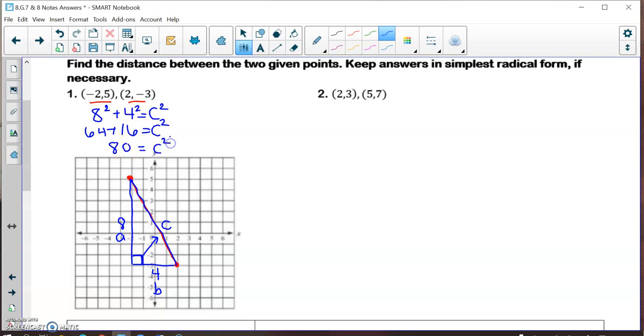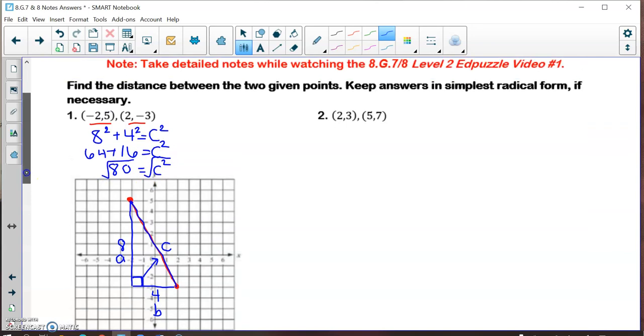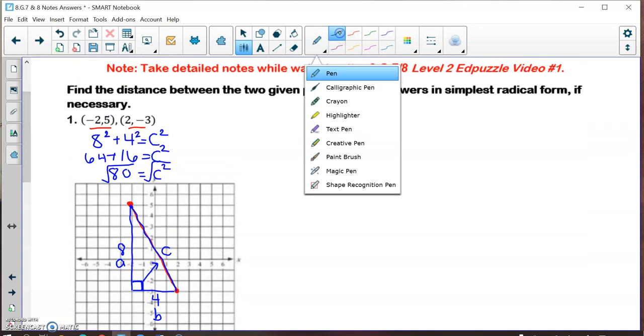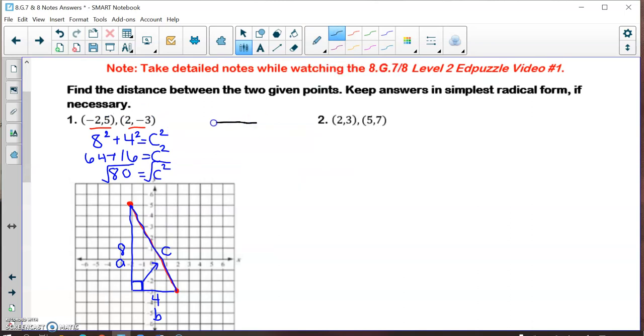Now I'm going to take the square root of both sides. We're not going to round, we're going to simplify this radical. 80 is divisible by 16. I can split up 80 into 16 times 5. The square root of 16 is 4. I take that 4 out, I cross off my 16. The square root of 5 cannot be done. 4 root 5 is your answer in simplest radical form.